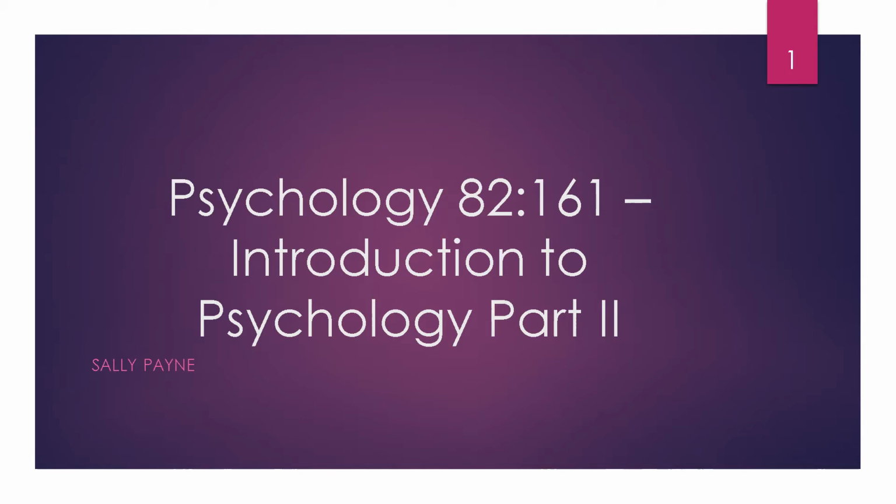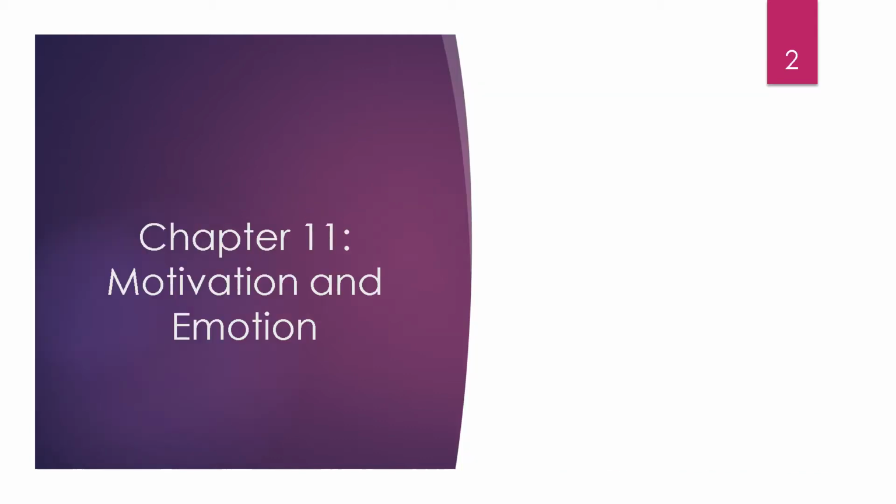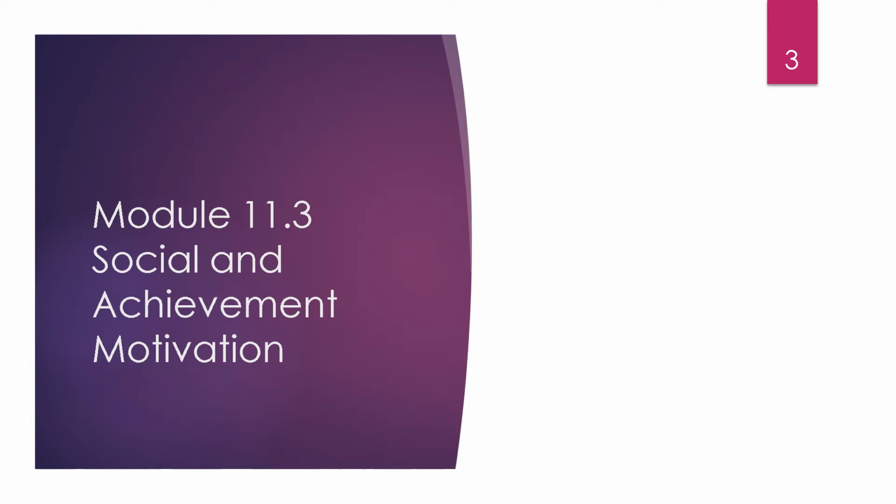So this is the third module of the chapter, and it's the last one that's going to focus on motivation. Then our fourth module is going to talk about emotion, and so we'll go through some of the theories of emotion and things like that. So for now, Module 11.3 is on social and achievement motivation.